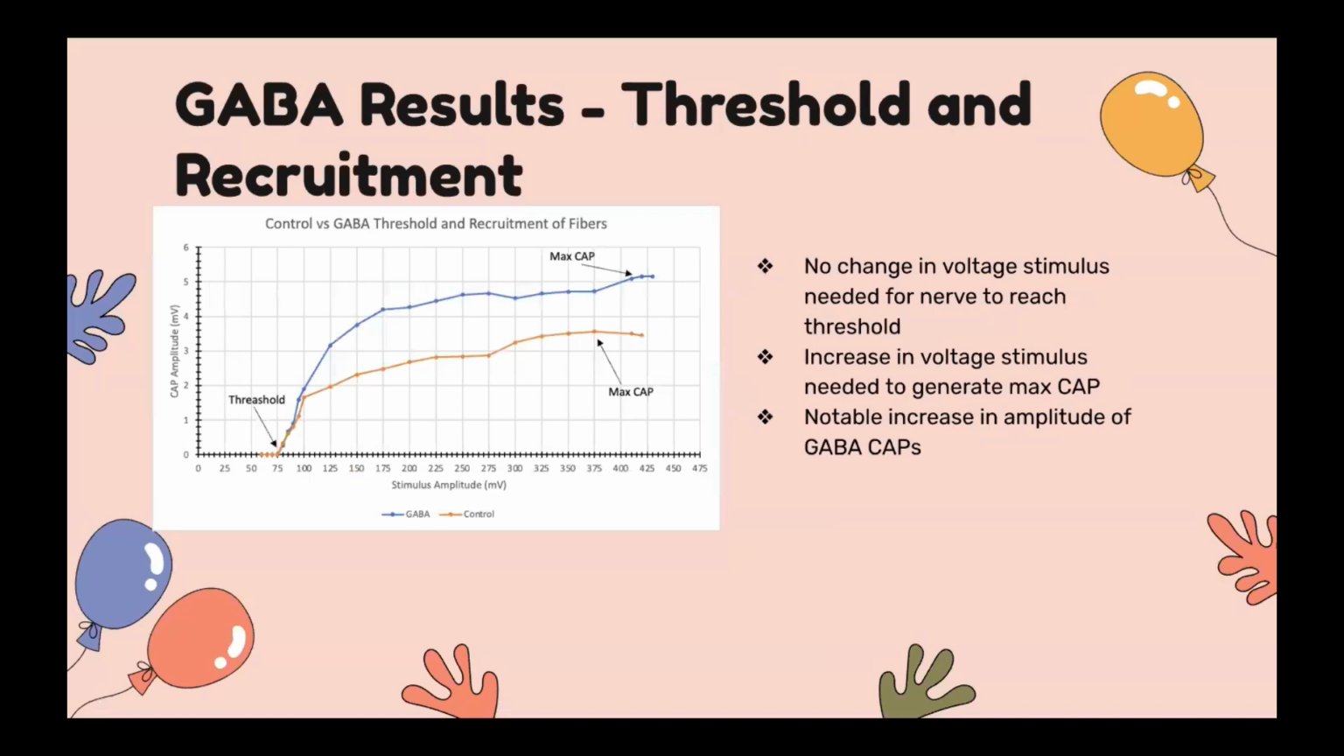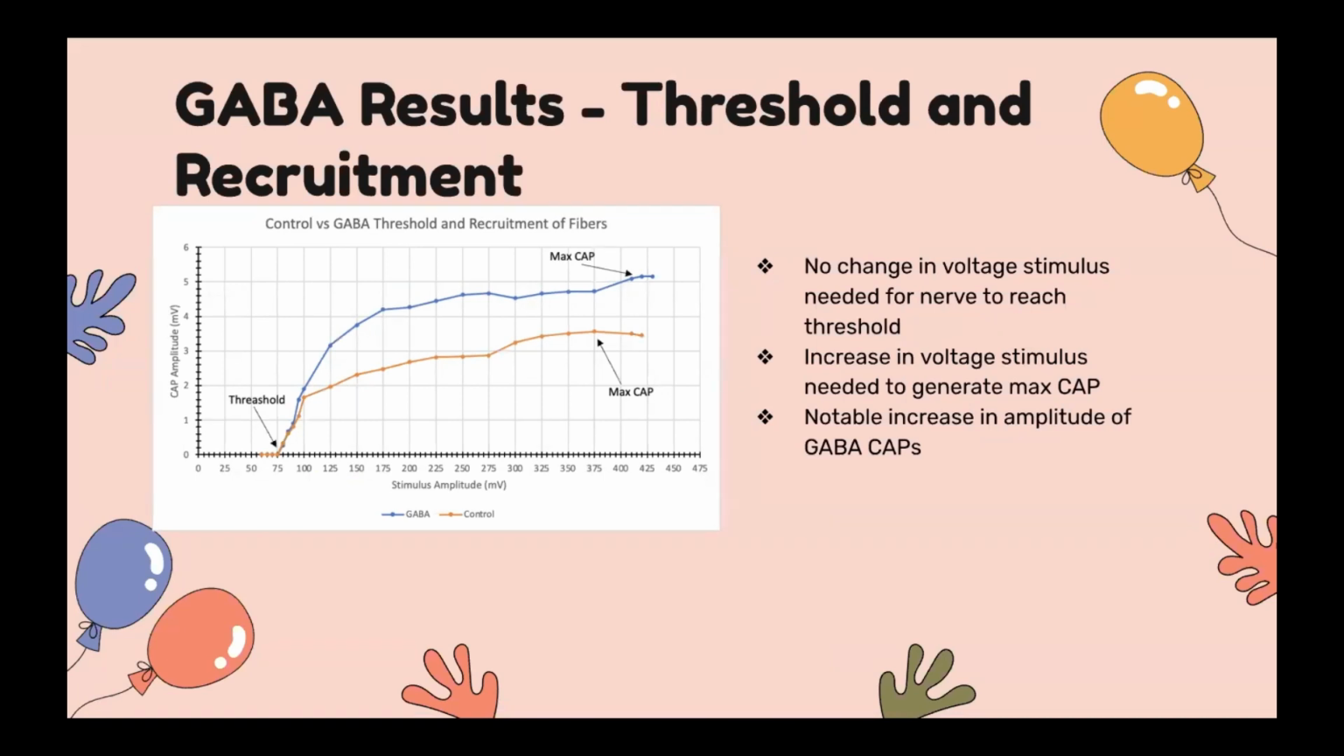There was no change in the voltage needed to generate thresholds from the control trial compared to the GABA trial. Within both data sets, the voltage needed to generate a threshold was between 75 millivolts and 80 millivolts. This lack of change could be due to the lack of GABA receptors present within the sciatic nerve.